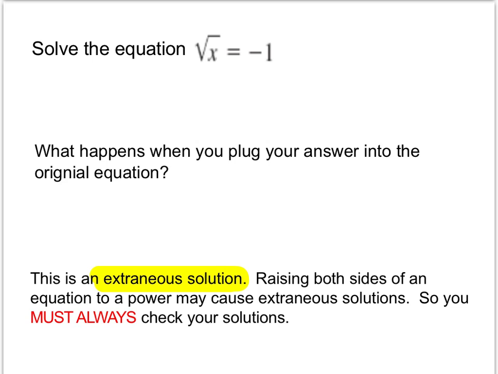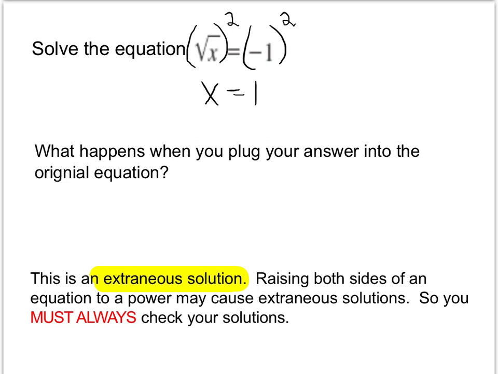Okay, so let's look at something that we call extraneous solutions. If I have the equation square root of x equals negative 1 and I want to solve for that, and we use the tactics that we've learned in this section, the first thing you would think is to square both sides. So we have this equation, square root of x equals negative 1. If I square both sides, I end up with x equals 1.